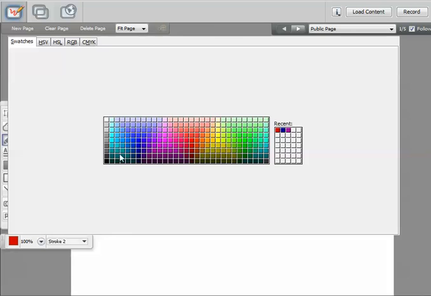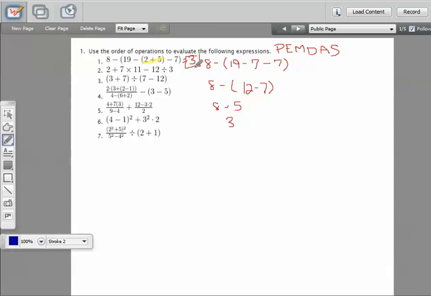All right, for number 2, and I'm going to go ahead and switch colors here each time to keep things coordinated. I don't have any parentheses and I don't have any exponents, so I'm going to start with multiplication and division left to right. I just so happen to have both, but working left to right, I run into the multiplication first. So 7 times 11 is 77, and 12 divided by 3 is 4. And then working addition and subtraction left to right, we get 2 plus 77 is 79. And 79 minus 4 is 75. So we get an answer of 75 for number 2.